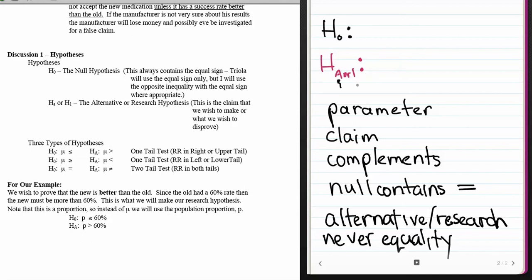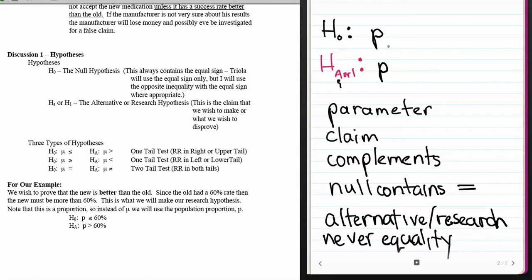So we're wishing to test the parameter of the population proportion. We're testing what we call the p. So that p is going to go into both of these hypotheses. And then the other thing that you need to know is that the number that we're testing, the claim that we're testing, is also going to go into both of these.